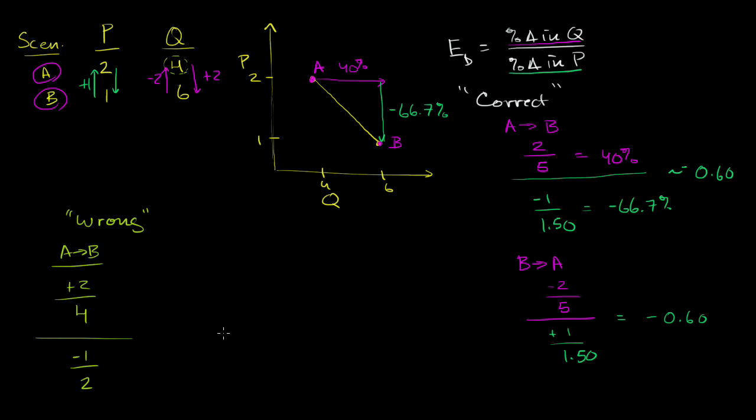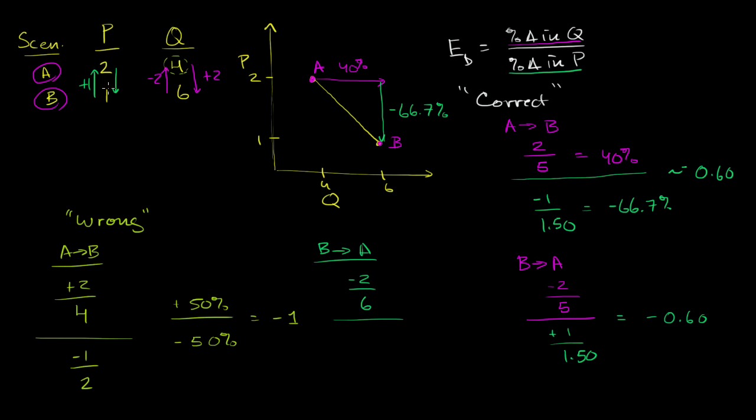And so this would be equal to 50% over negative 50%. And so you essentially get -1 going from A to B using a traditional way of calculating percent change. Now what happens if you go from B to A? Well, now all of a sudden, your change in quantity is -2. Your base is now, the starting point is 6.